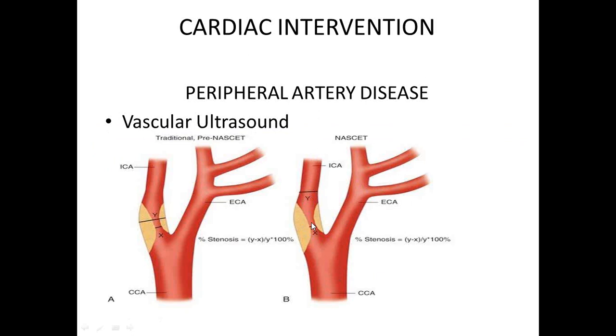If there is an obstruction right here, a plaque with an obstruction, you can determine the degree of narrowing and compare it to the normal portion of the internal carotid artery. To get the percentage of stenosis, where the internal carotid artery is normal, we call that Y. So it will be Y minus X divided by Y times 100, and that will give you the percentage stenosis. Just find the normal portion, subtract the stenotic portion from that, and then divide it by the normal portion times 100. So that will give you an idea of the percentage stenosis.